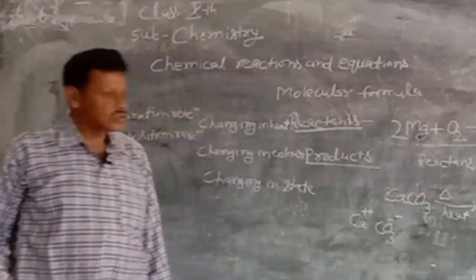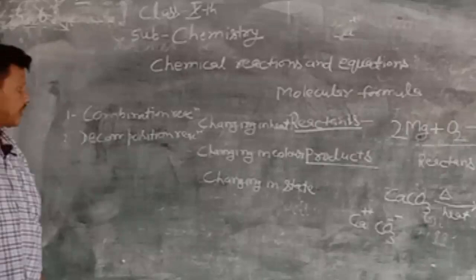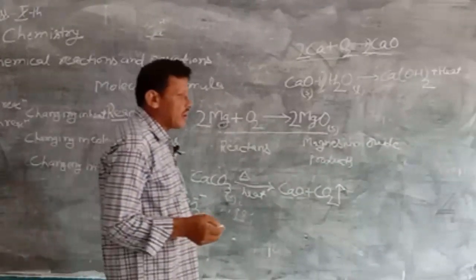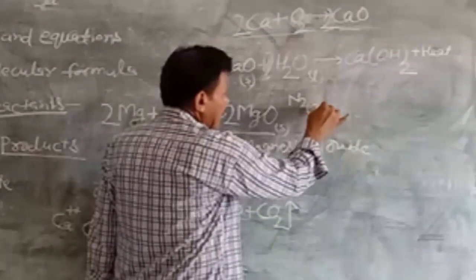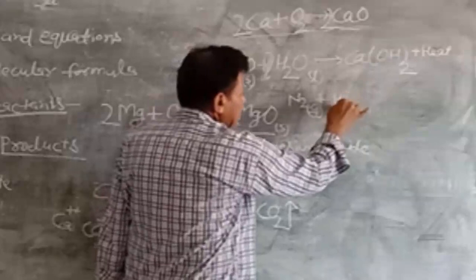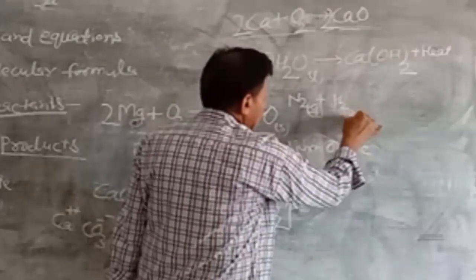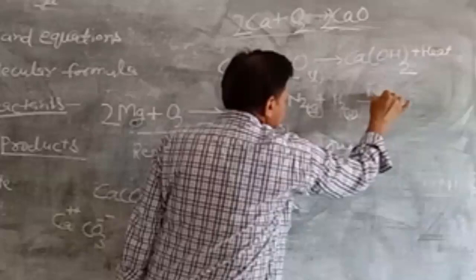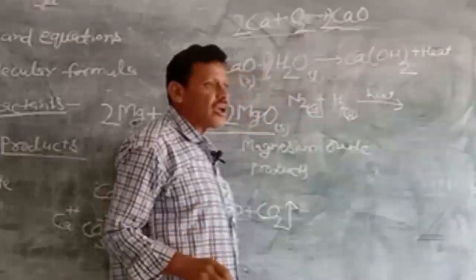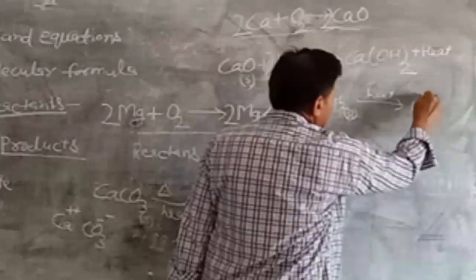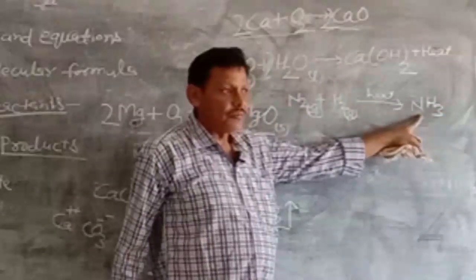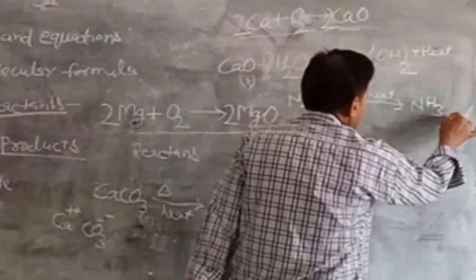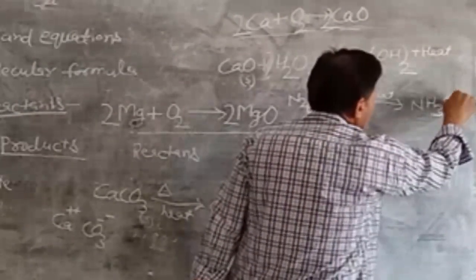And also various types of reactions. In combination reactions, we write nitrogen and hydrogen. When nitrogen gas reacts with hydrogen gas, with heat, ammonia gas is formed. NH3 is the molecular formula of ammonia gas, G or upward arrow.